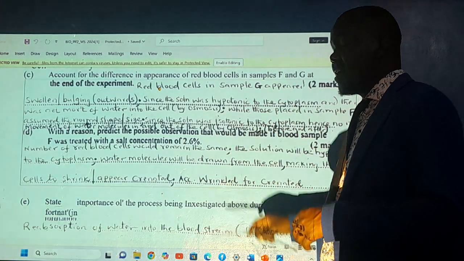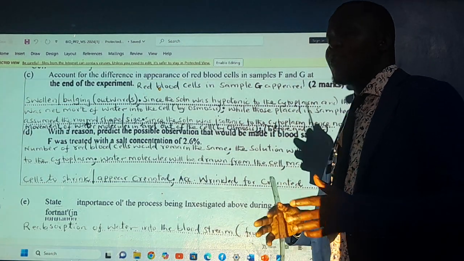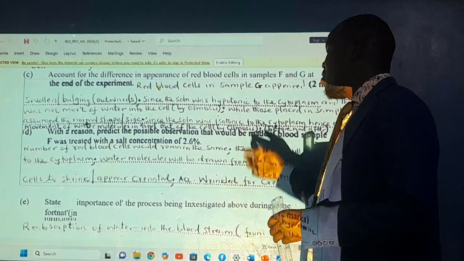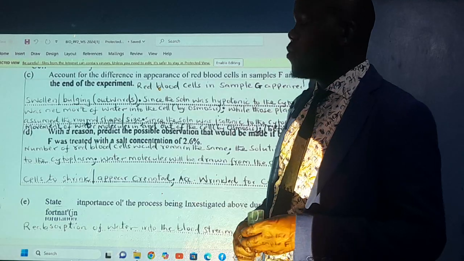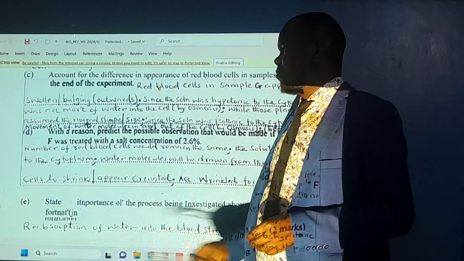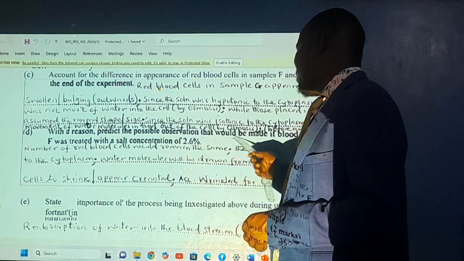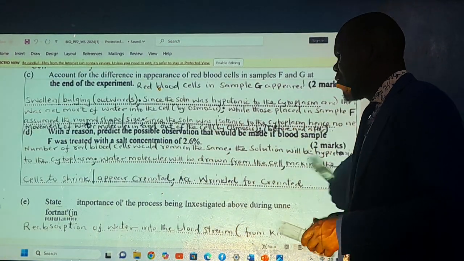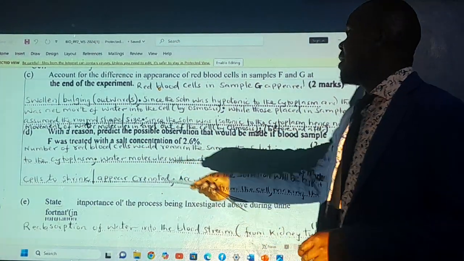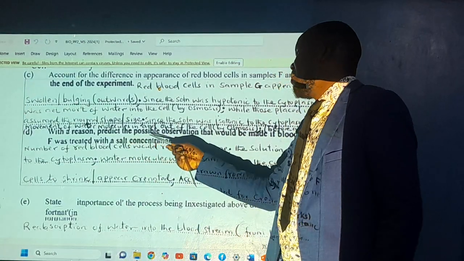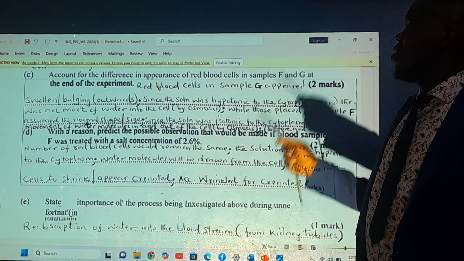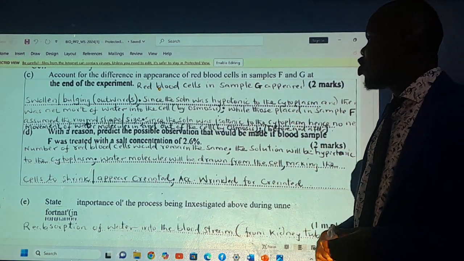On the other hand, we have explained it's isotonic, and because of the equal concentration of solution 1.0 and that of the red blood cell cytoplasm, there would be no net movement of water. That's why it remained the same. Then, with the reason, predict the possible observations that would be made if the sample F was treated with a salt solution of 2.6. Can you give a reason and a prediction of the possible observation?